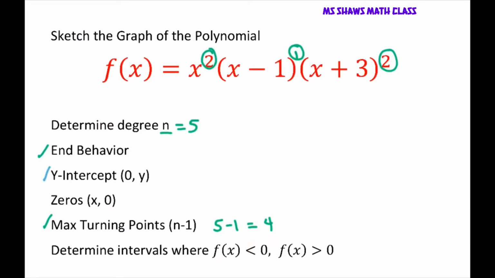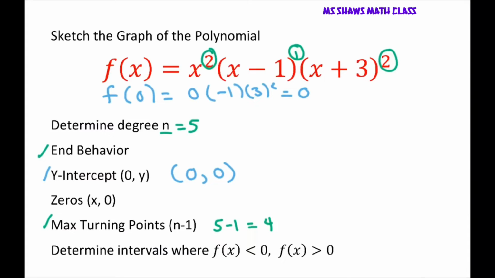Our y-intercept is when x is 0. So you plug in 0, and this is what you get. And that just all equals 0. So that's going to be y. X is 0, and therefore so is y.